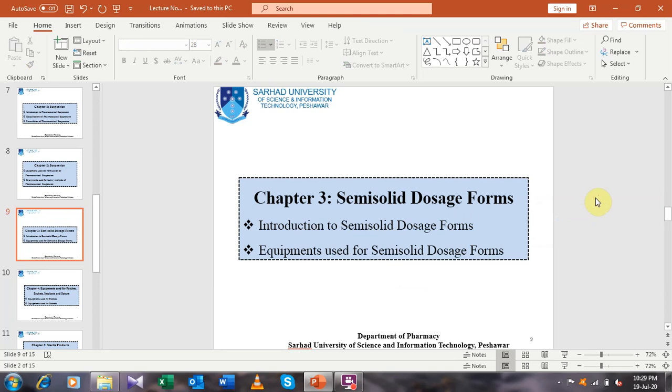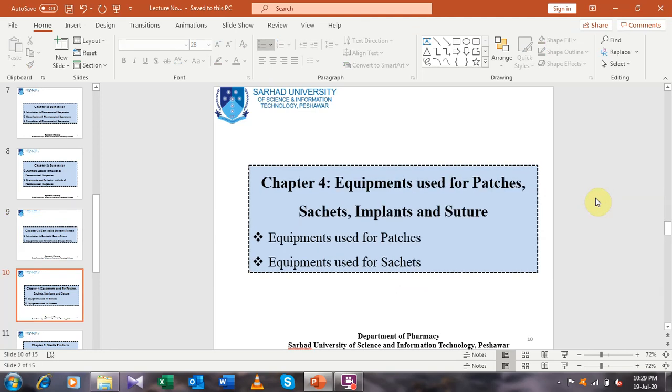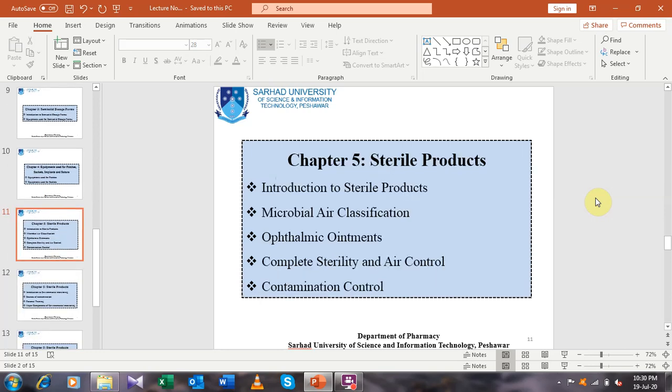The third chapter, entitled Semi-solid dosage form, in which we have discussed the semi-solid dosage form introduction, then equipment used for semi-solid dosage form, and chapter number 4, titled equipment used for patches, sachets, implants and suture. Equipment used for patches and equipment used for sachet we have discussed in detail.